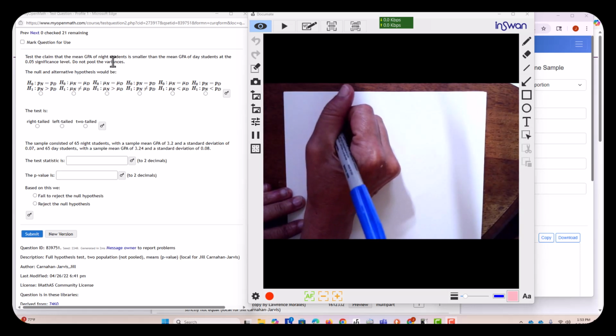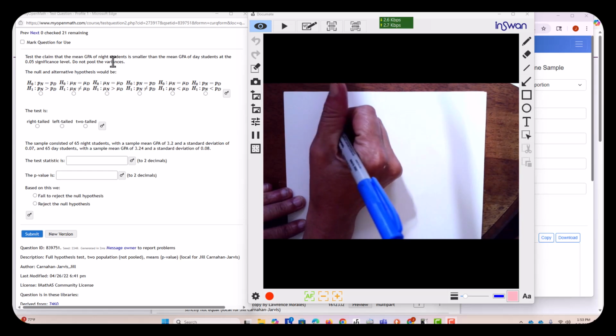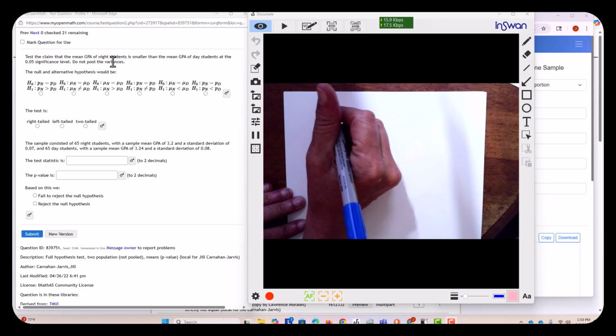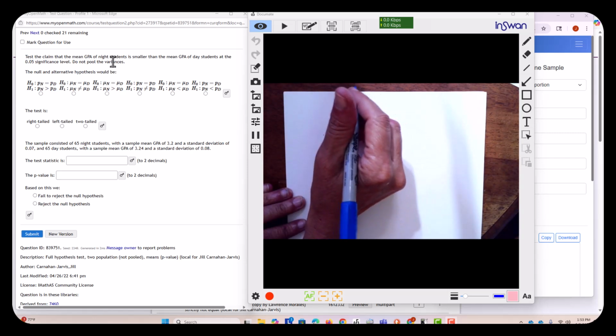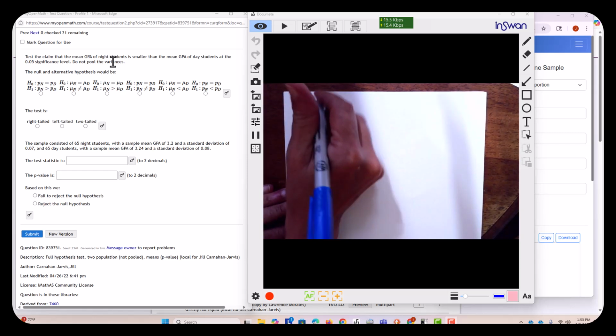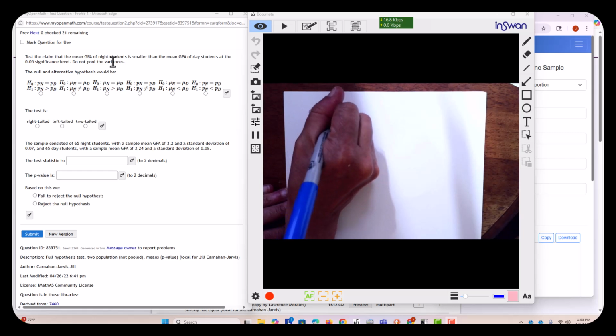It says do not pool variances. They'll tell you in the problem whether to pool your variances or not. The reasons for pooling variances or not are different, and beyond the scope of this book, so you just go by what it tells you to do. So alpha equals 0.05. Is that what the significance was?